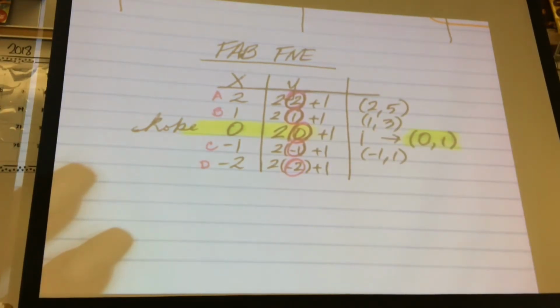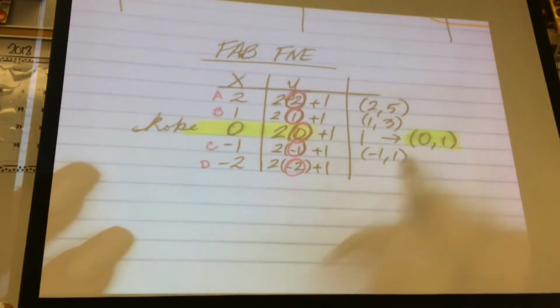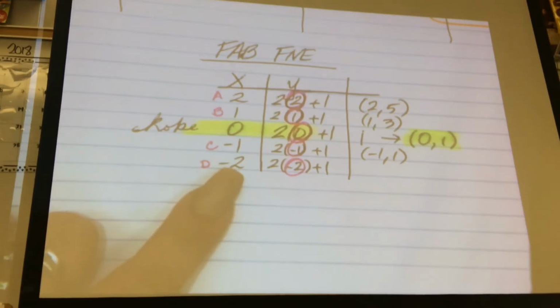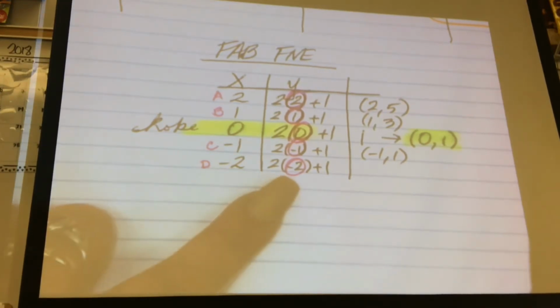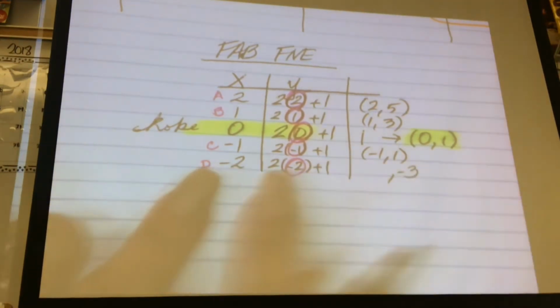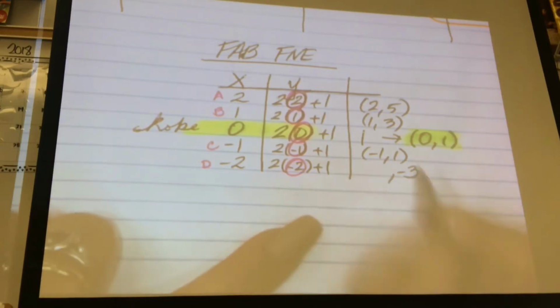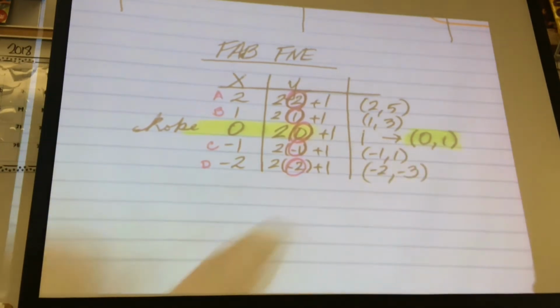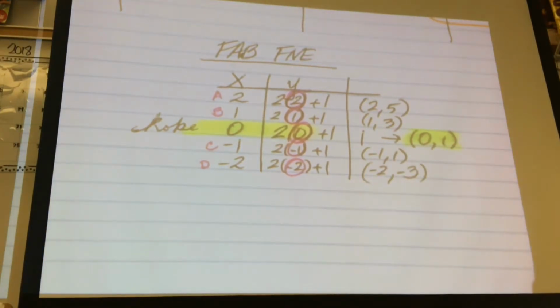And then my letter D. Jacob, what'd you get? Negative 3, 1. Almost. You plugged in negative 2, though. 2 times negative 2 is just negative 4, and plus 1 is negative 3. So the answer is negative 3, but what did you plug in? Negative 2. Good. So negative 2, negative 3. So let's highlight these bad boys.